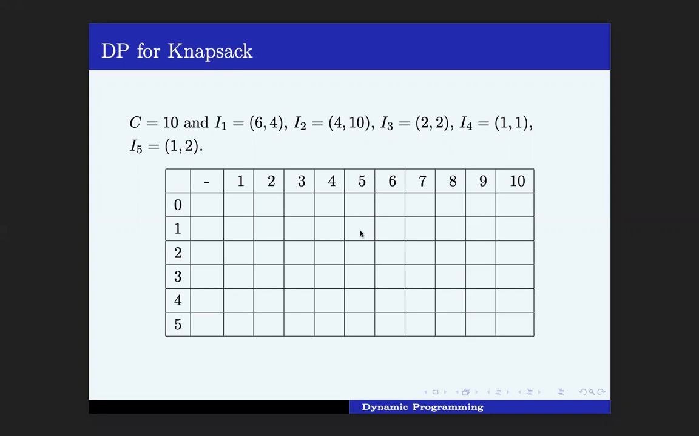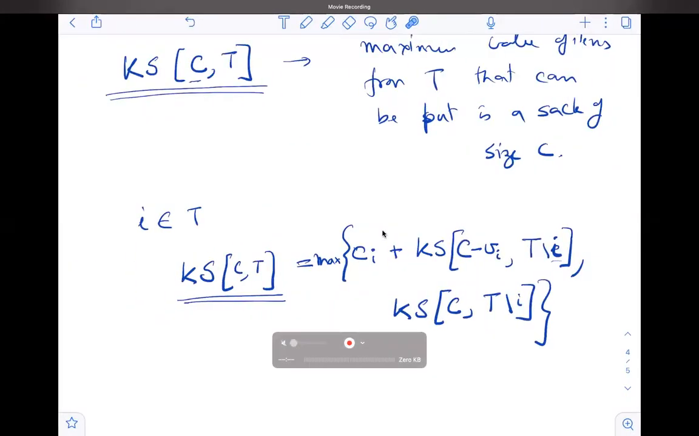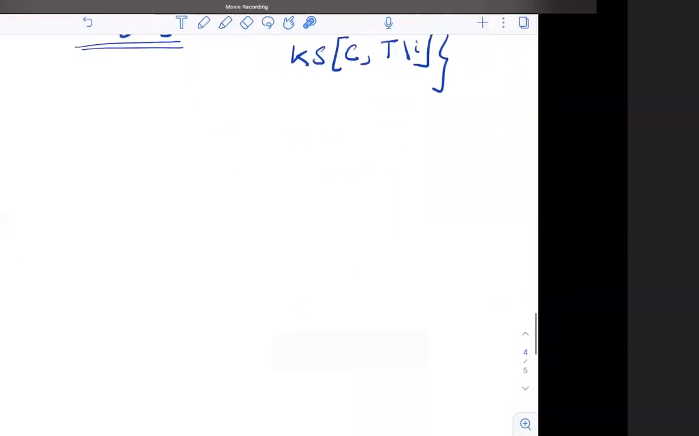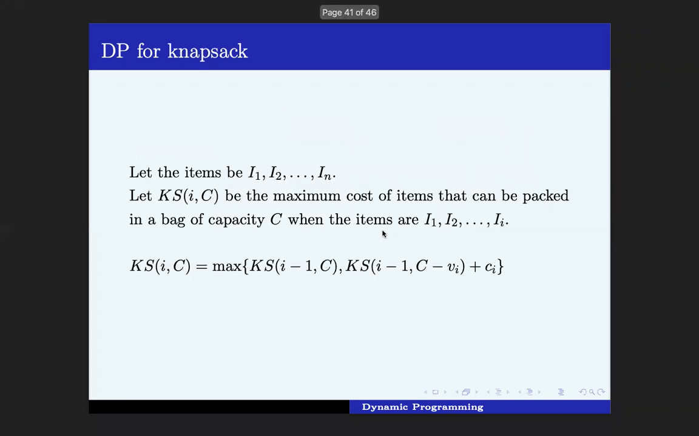Could you please repeat this? Maybe I should copy this. This is fine, but how are you counting this? How are you filling up this table exactly? What is this one? What is KS at 2, 9? What is this quantity?